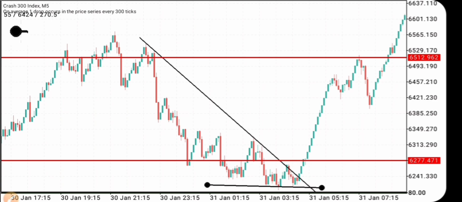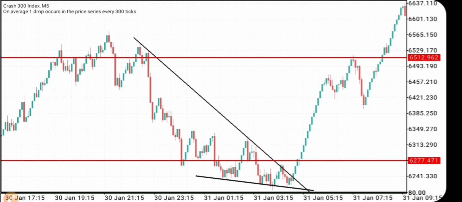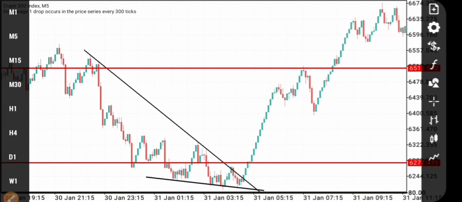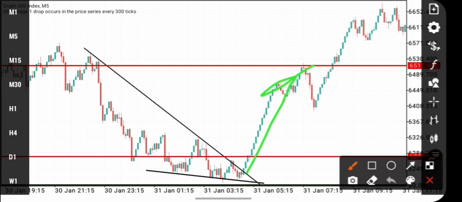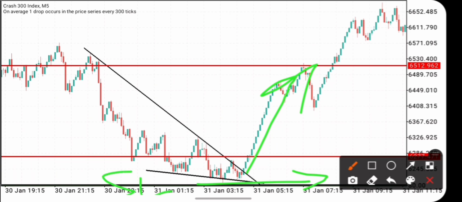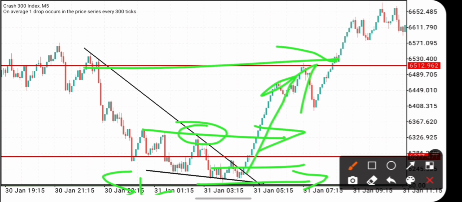See what happened here after this triangle. This is a bullish triangle. You see, the market started going up. Check the risk to reward ratio. Obviously, this is our stop loss, and then the entry right here. And then for take profit, we use this first resistance peak, and then for second take profit.